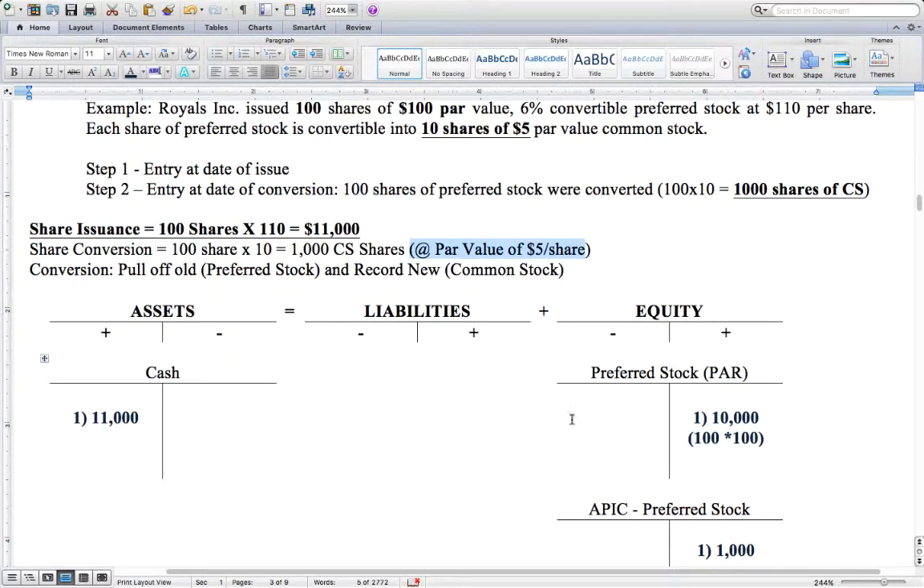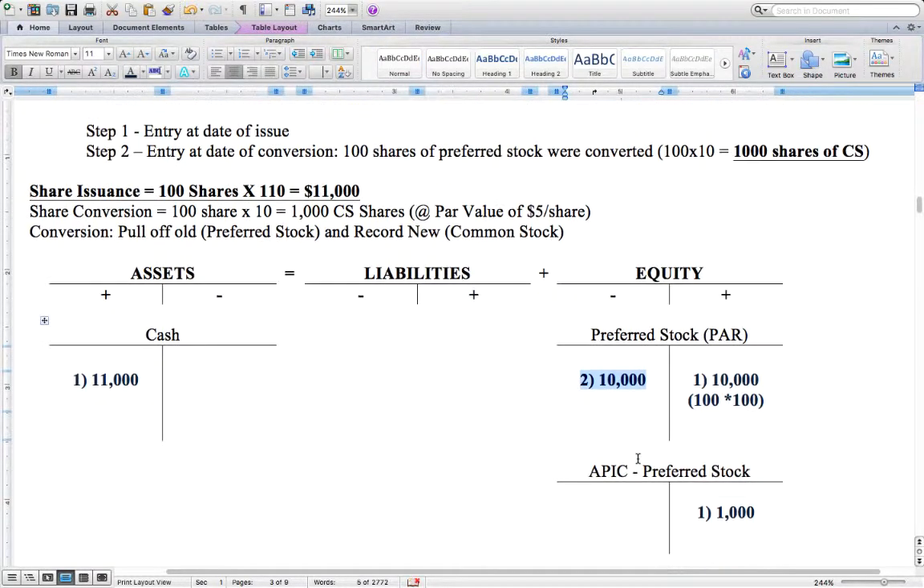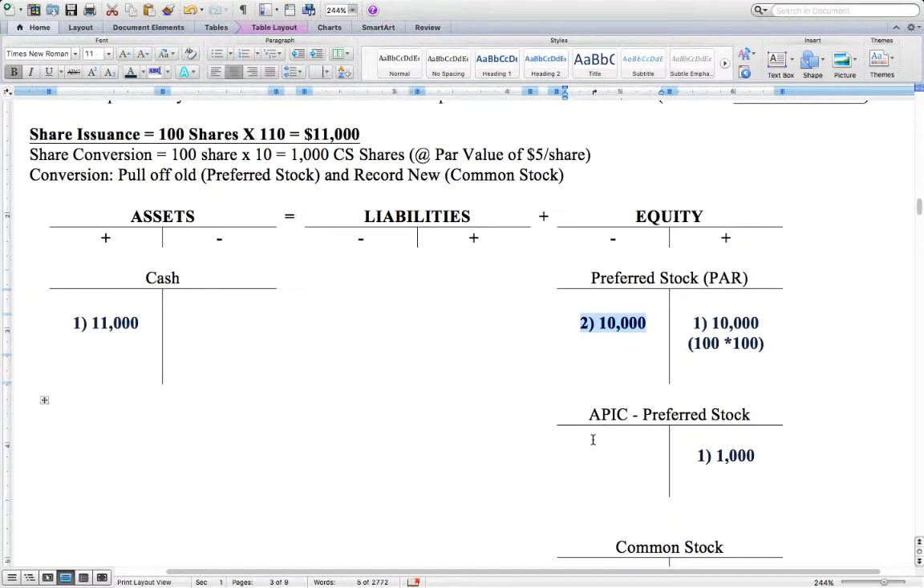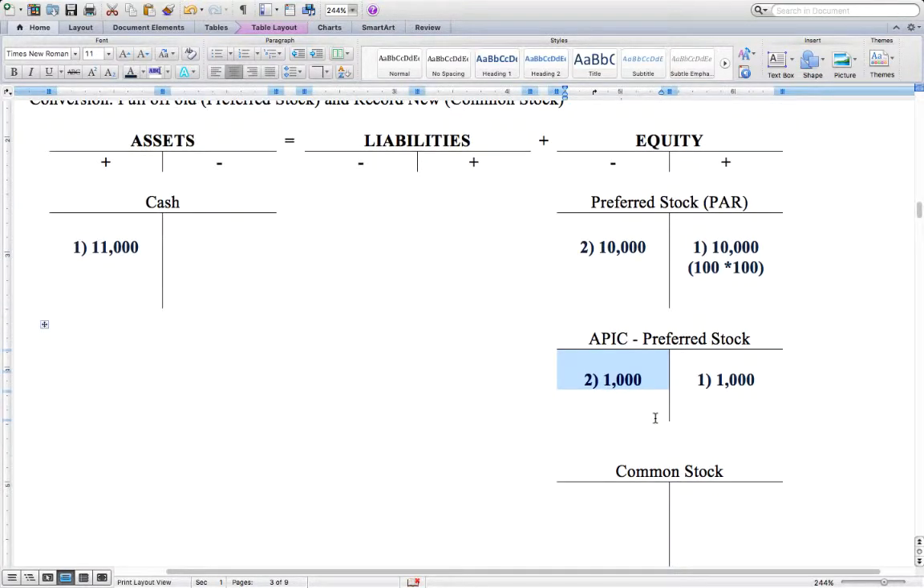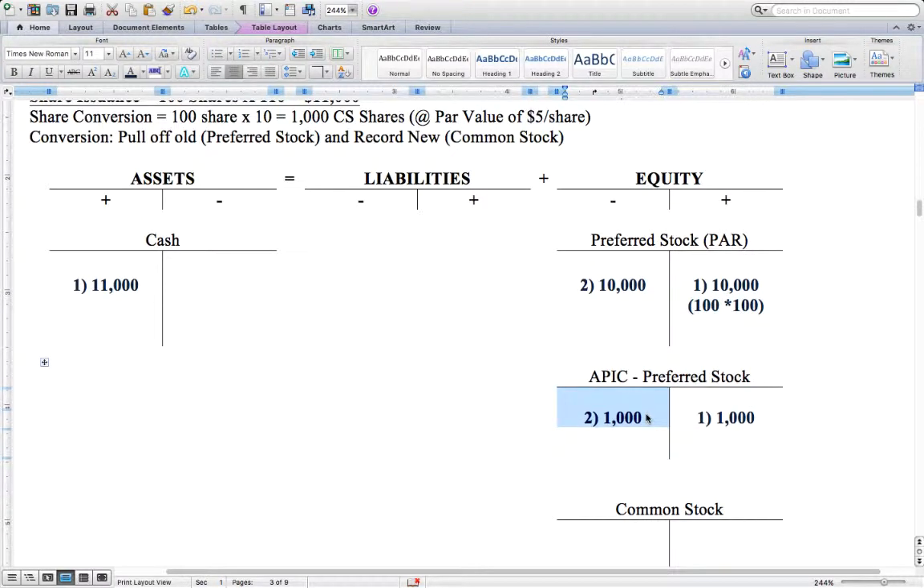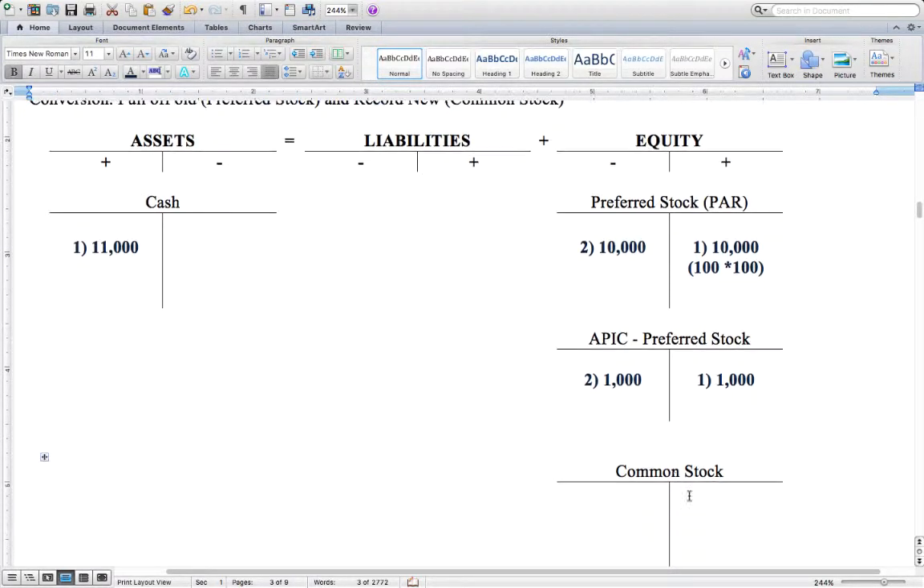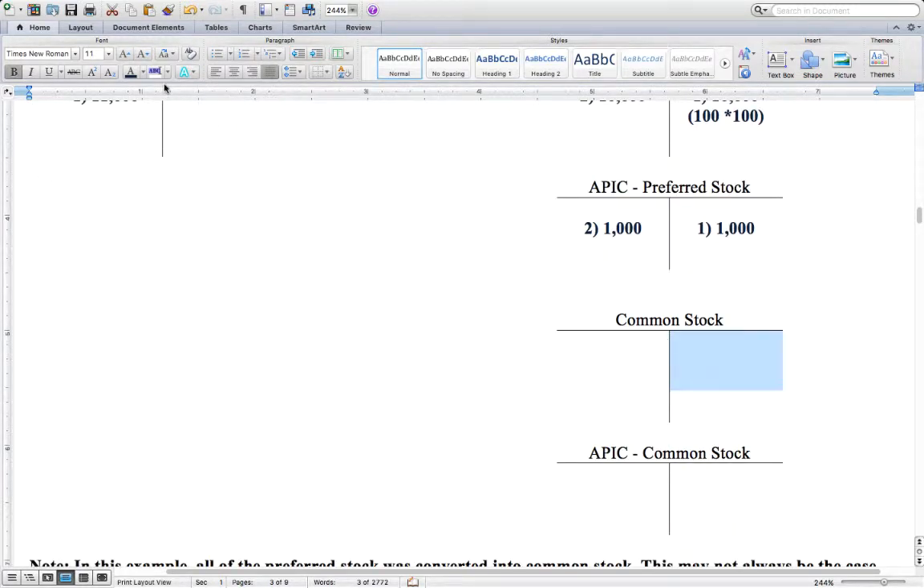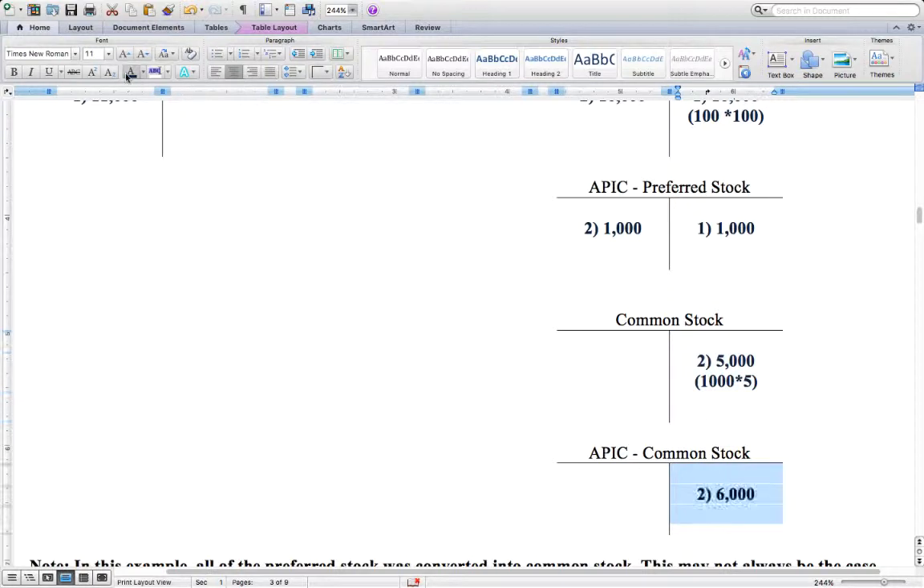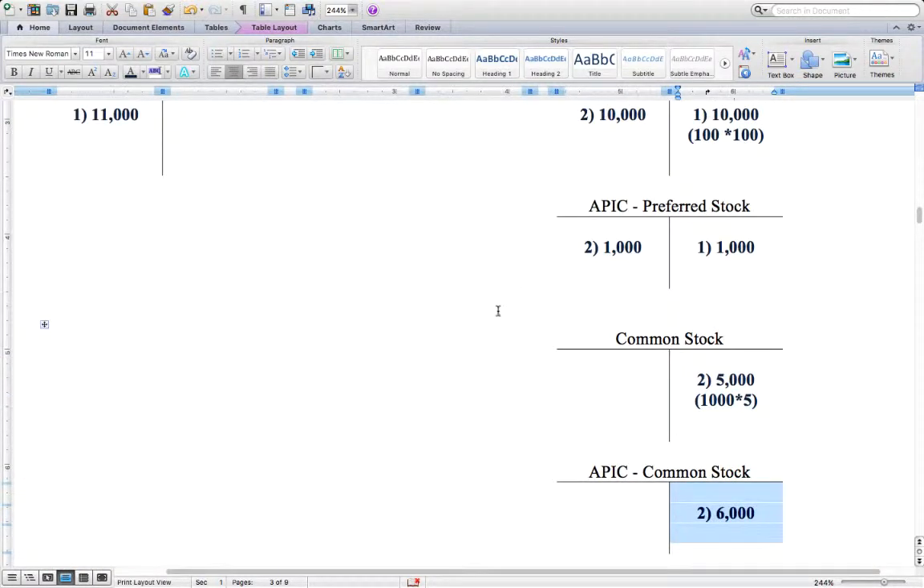So first we need to pull off the preferred stock of 10,000. We need to pull off the additional paid in capital of the preferred stock. We need to record the common stock, which is going to be the $5 par times the 1,000 shares. And then the additional balance excess goes to additional paid in capital for common stock.